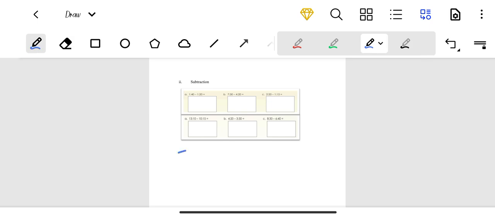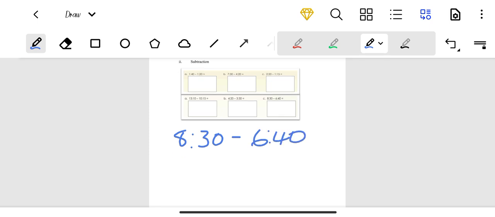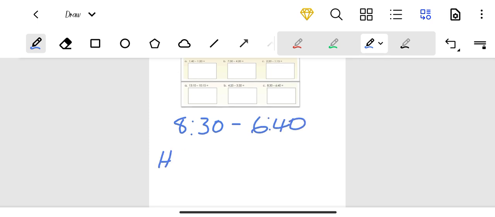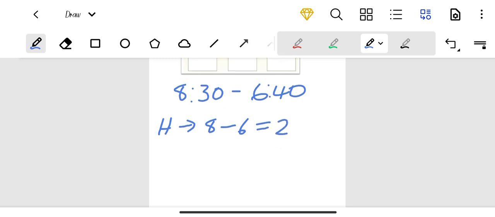So it's 8:30 minus 6:40. What do we do first? We look at the hours. Looking at the hours, we're going to have 8 minus 6, which is, let me see, 6, 7, 8, so it's going to be 2. And then we look at the minutes, which is 30 minus 40. Remember, 30 is smaller than 40, so it means that it's impossible to subtract, or the answer is going to be negative.